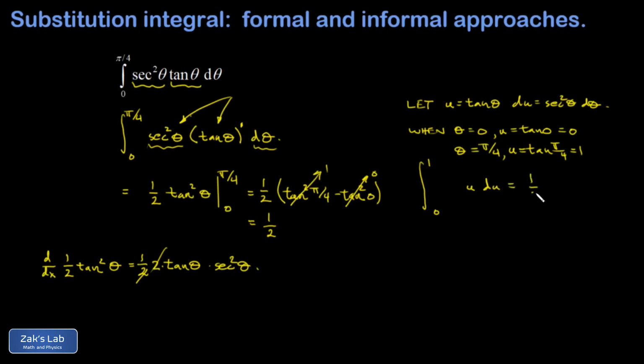And this integrates to 1/2 u squared, evaluated on 0 to 1. When I sub in the lower limit, I can see this is going to vanish. So all I care about is the upper limit, and I get 1/2 times 1 squared, or 1/2. And we get the same answer.